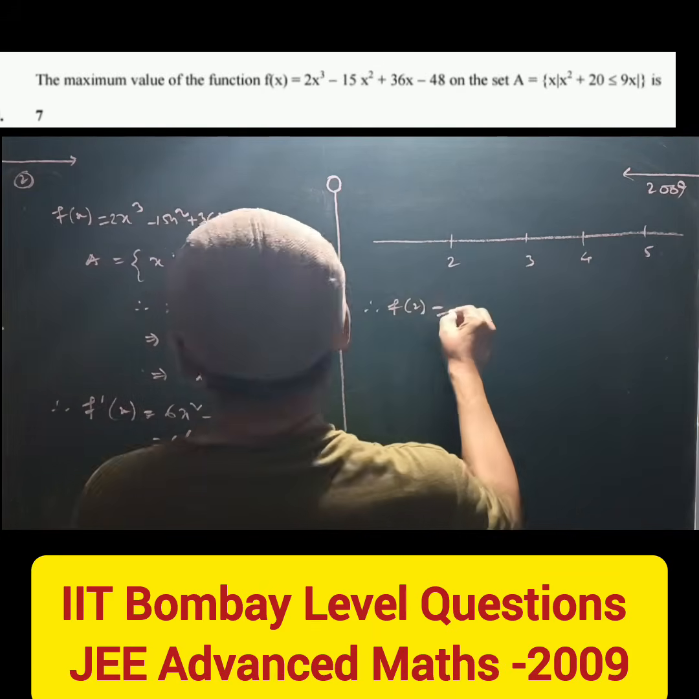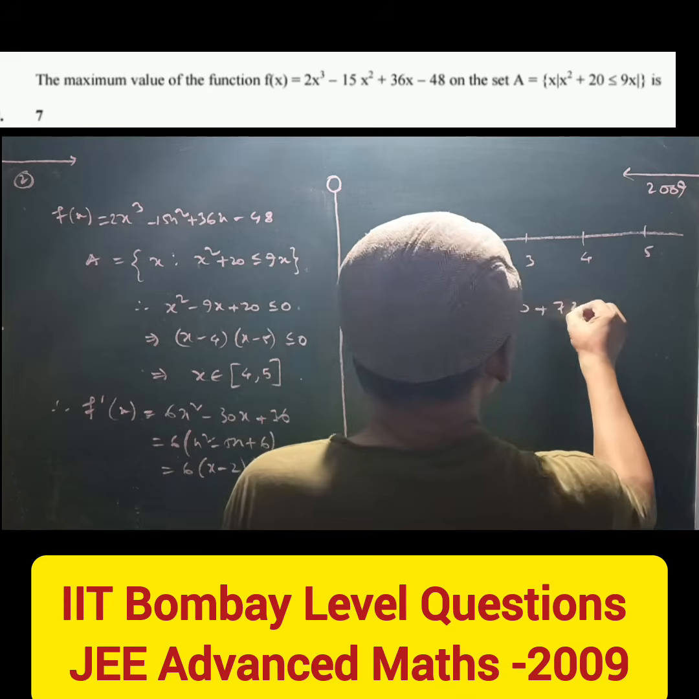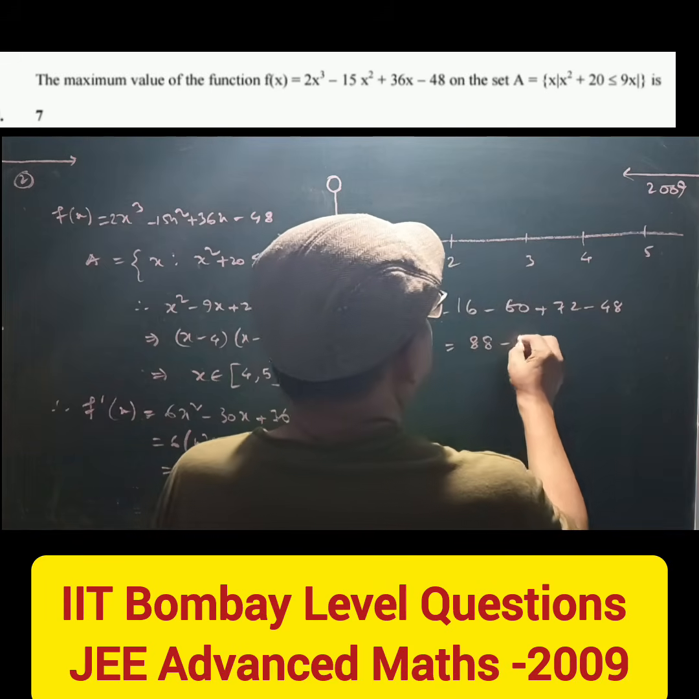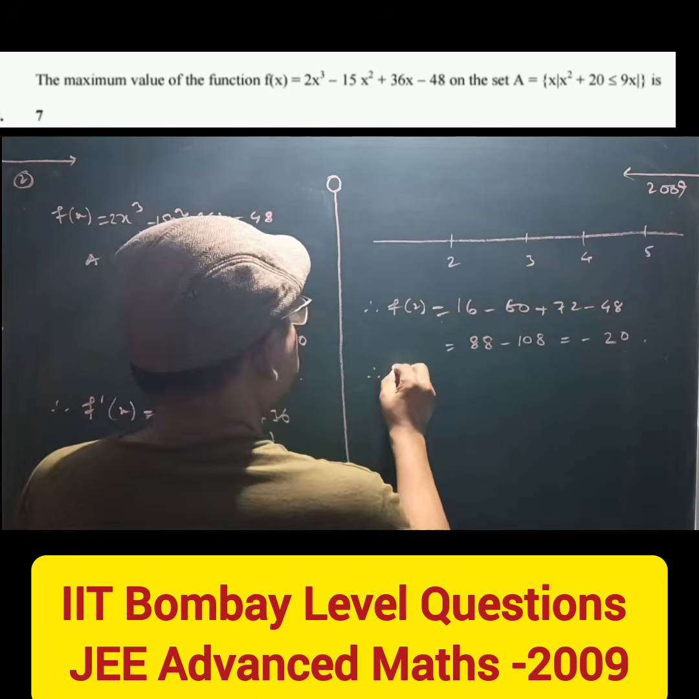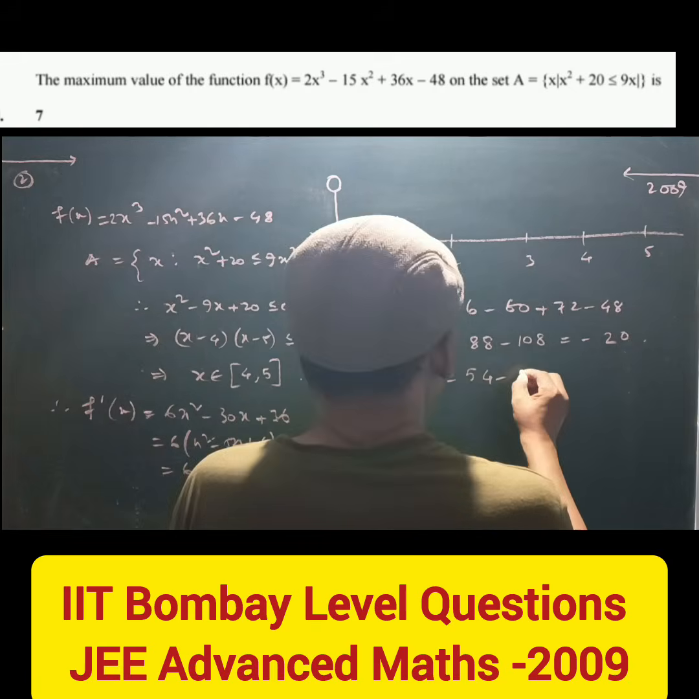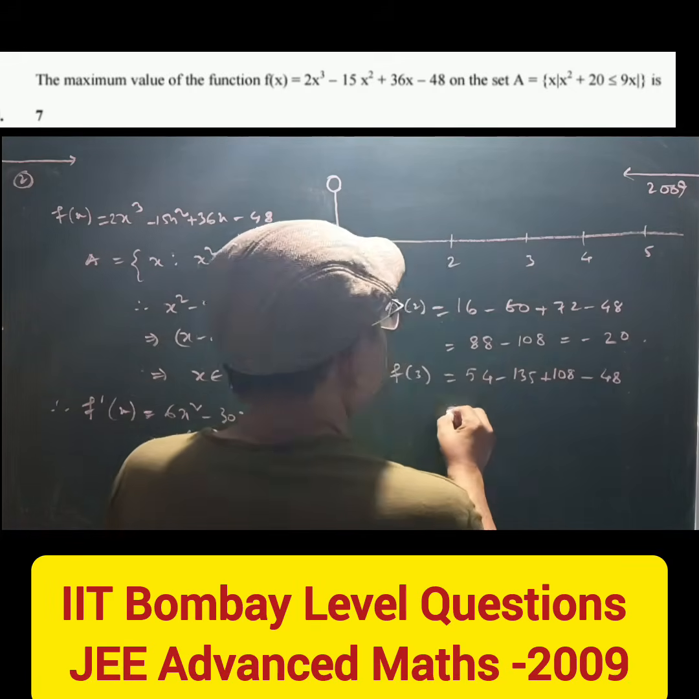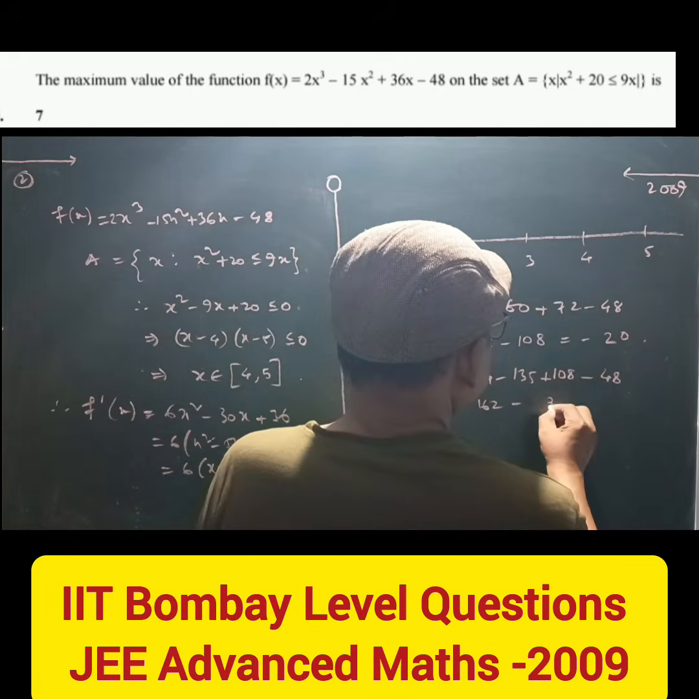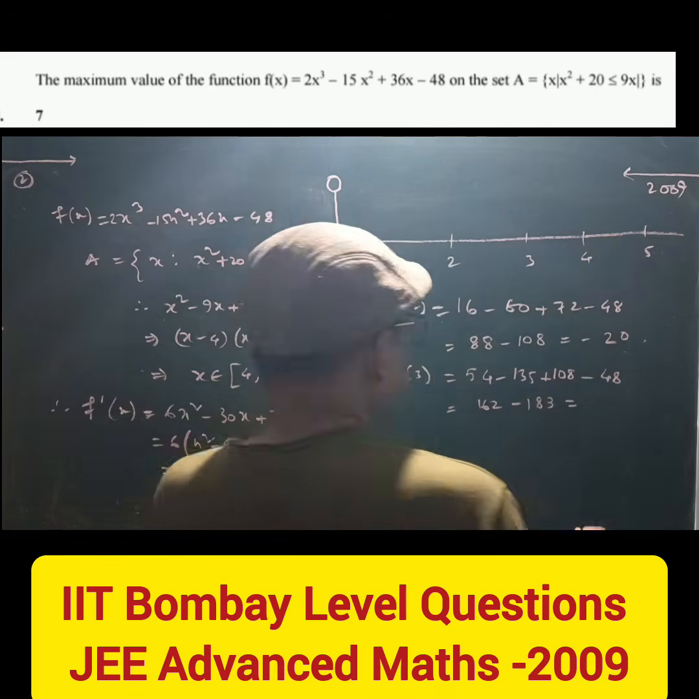So what is the value of f for 2? Write the value of x in it. This is 16 minus 60, plus 72 minus 48, which is minus 20. Now what is the value of f for 3? 54 minus 135 plus 108 minus 48, so you get minus 21.